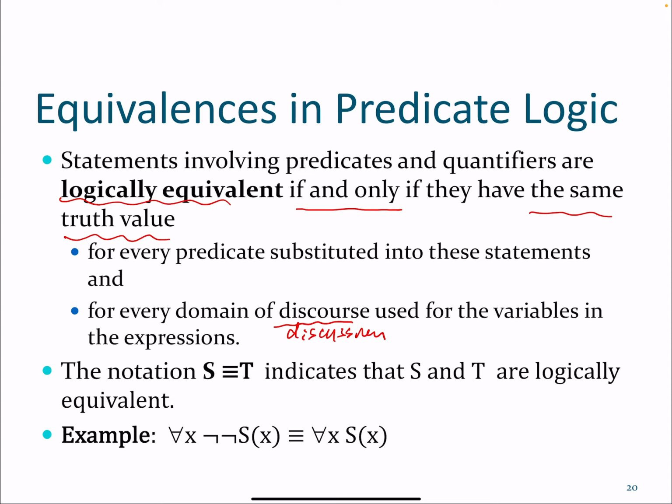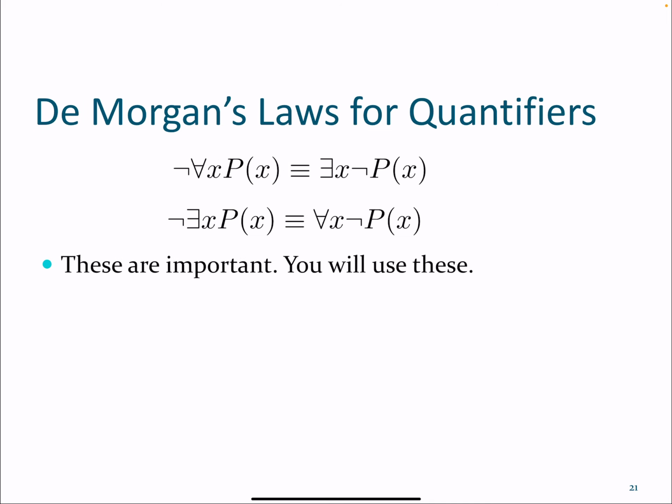We use the notation S is equivalent to T to indicate that S and T are logically equivalent. For example, a double negation is equivalent to S itself. We also have De Morgan's laws for quantifiers. If you put the not inside, don't forget to turn the for all into exists, and exists into for all.